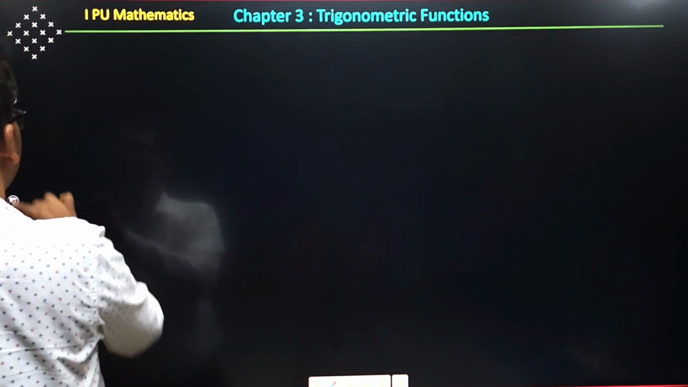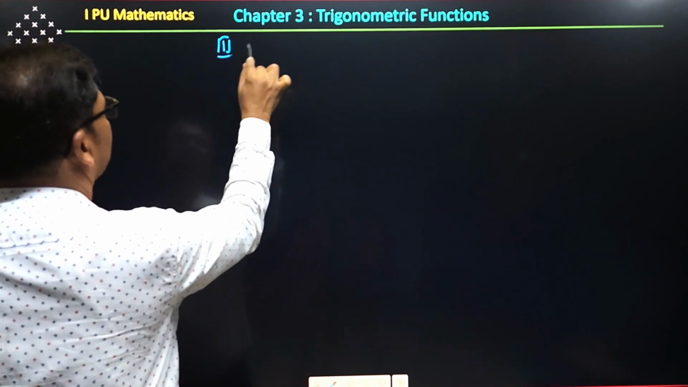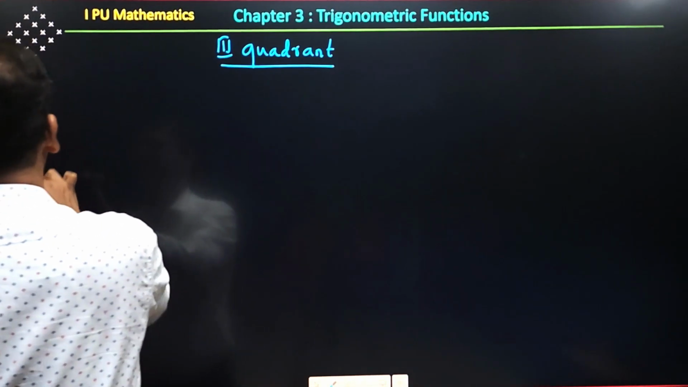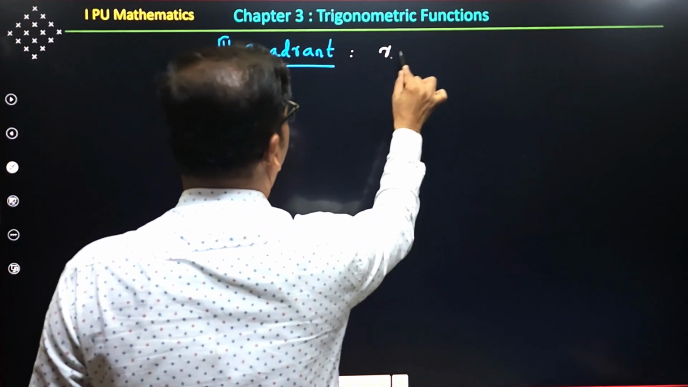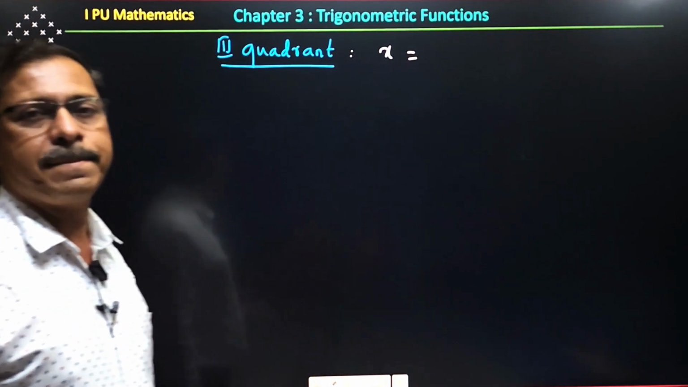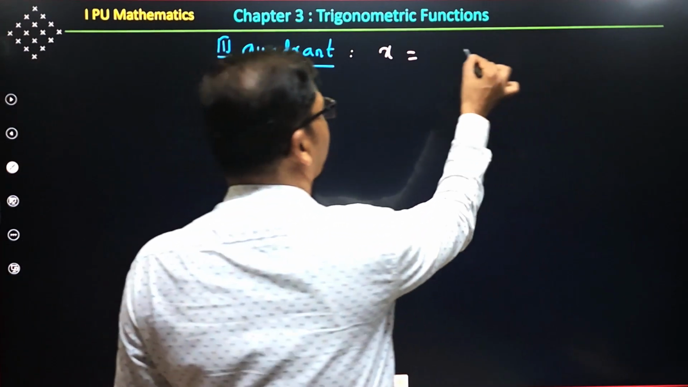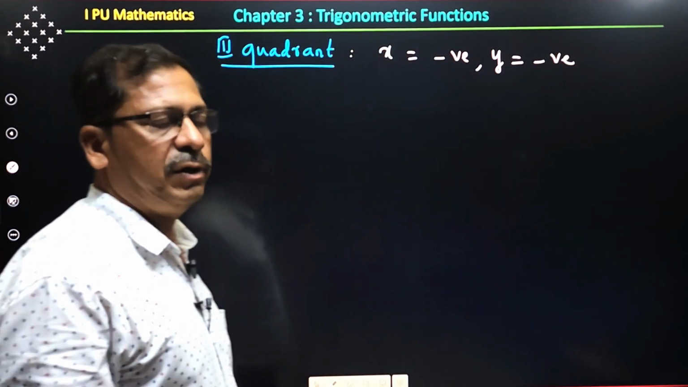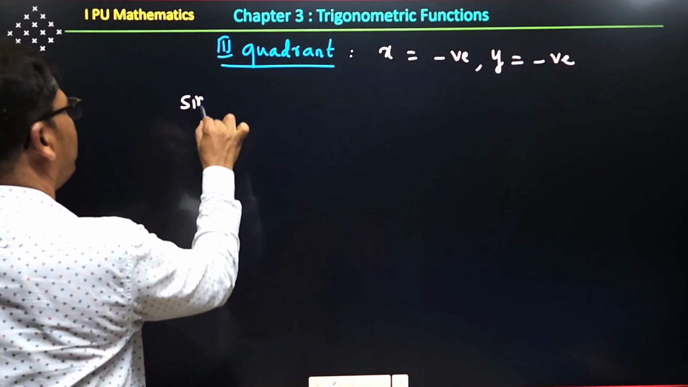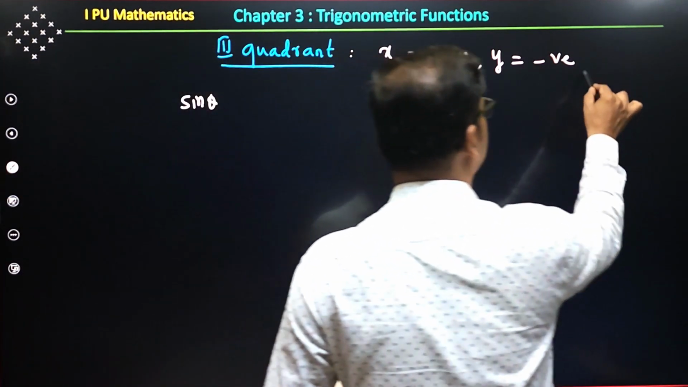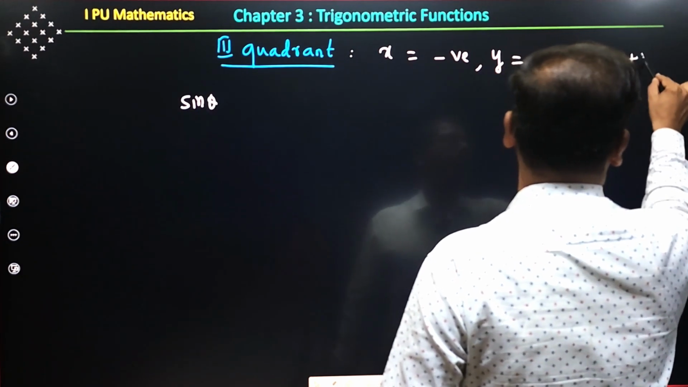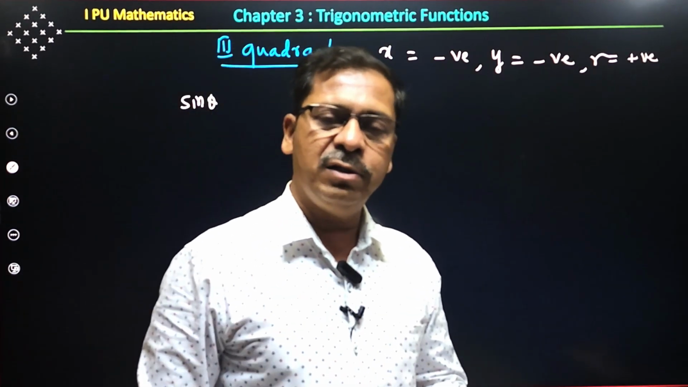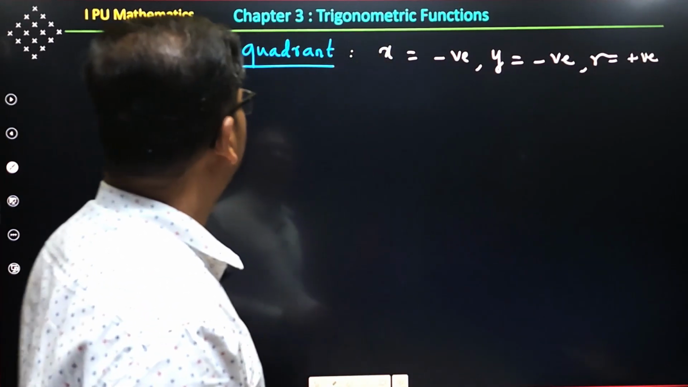If you come to the third quadrant, what about the sign of x? Tell me, is x positive or negative in the third quadrant? Negative. Y is also negative here. So what about your definition? R is always positive. You remember, R is always positive. X is negative, y is negative, R is always positive in the third quadrant.